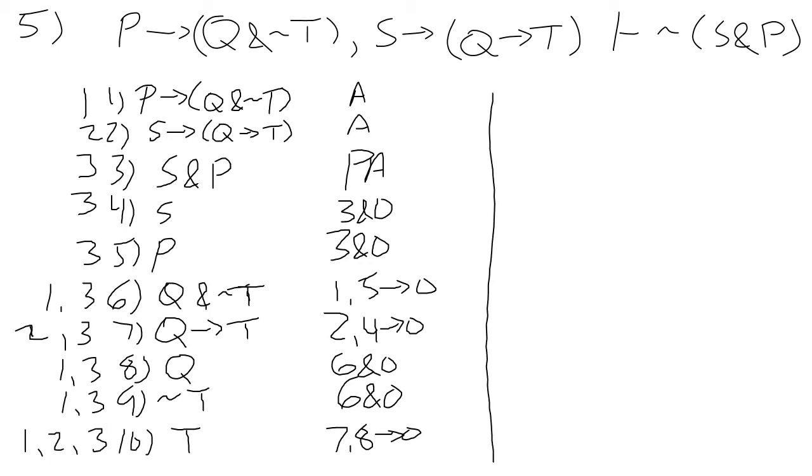Then we can put our two T's, our T and tilde T together. So that's going to be from 9 and 10 and n. So it's going to be 1, 2, and 3. So we got a contradiction, depends upon our PA.